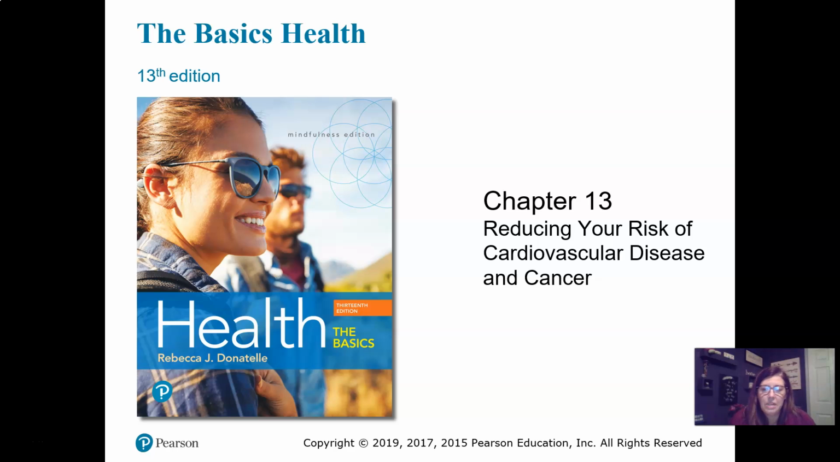Welcome to Chapter 13, Reducing Your Risk of Cardiovascular Disease and Cancer. Both CVD and cancer are closely related to lifestyle factors such as obesity, sedentary behavior, poor nutrition, stress, lack of sleep, tobacco use, and excessive alcohol use.